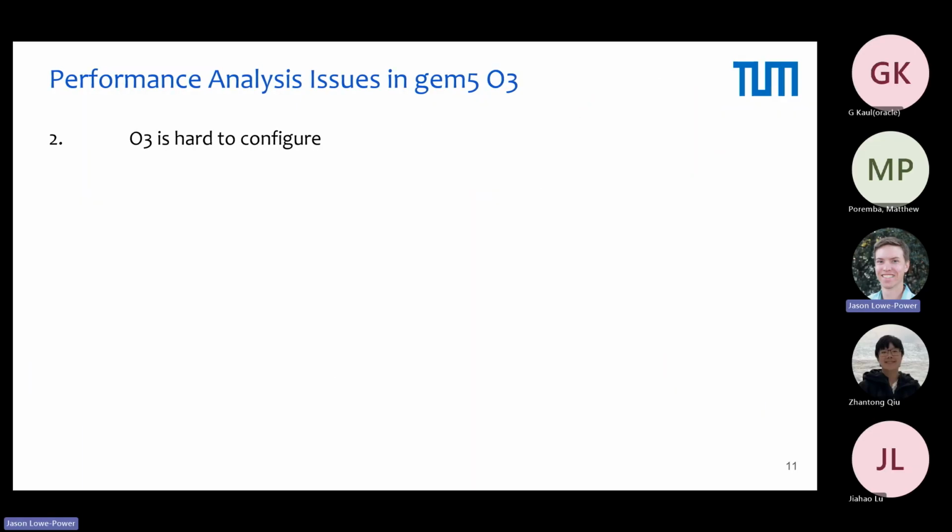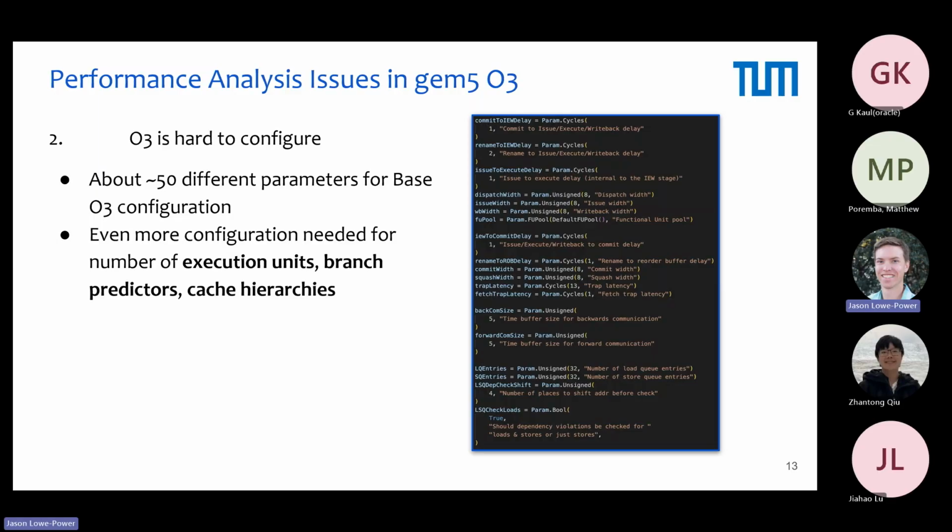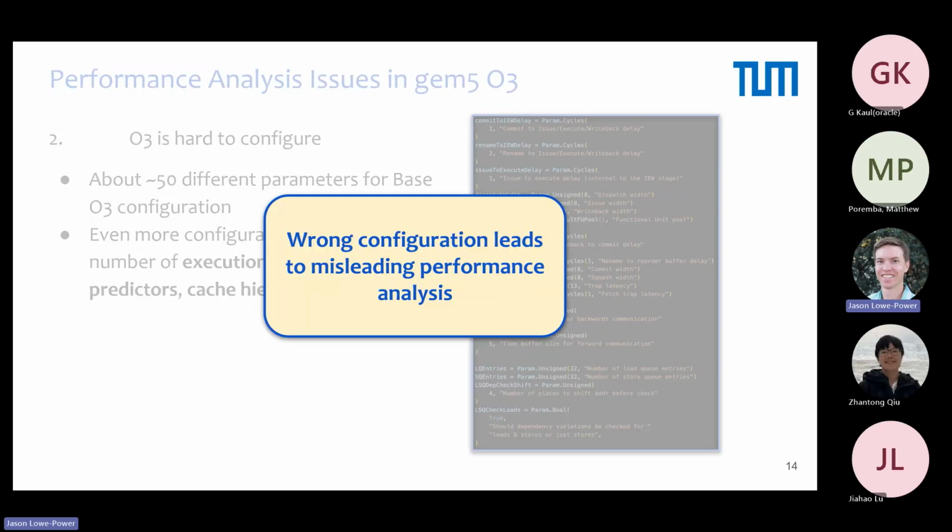The second issue is that the gem5 out-of-order O3 core is hard to configure. There are about 50 different parameters for the base O3 configuration, and even more are needed for the number of execution units, branch predictors, and cache hierarchies. Since it is easy to misconfigure, a misconfiguration leads to a misleading performance analysis.